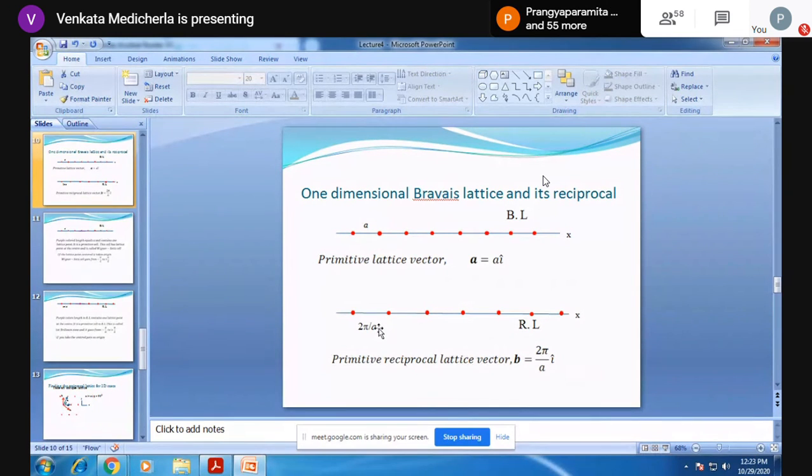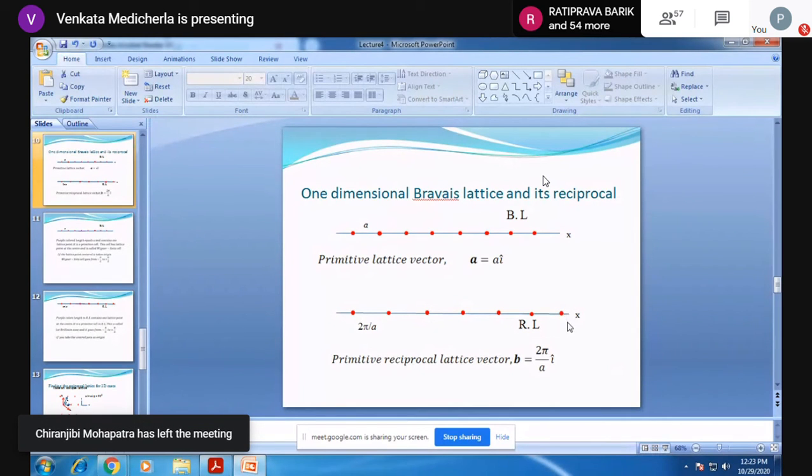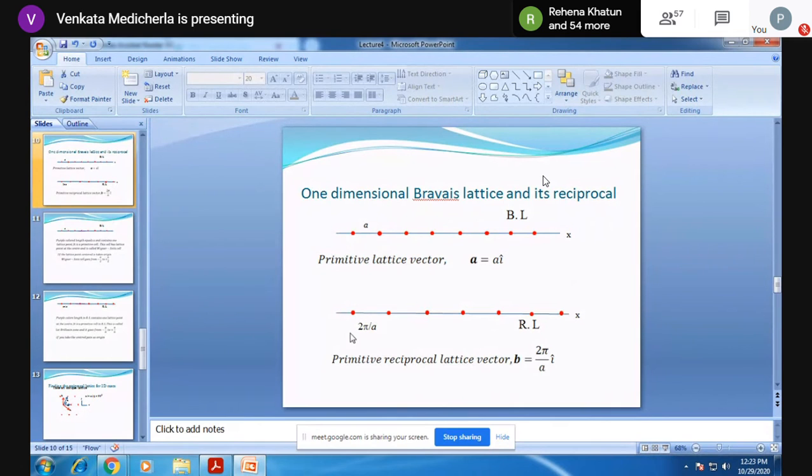If a is less, your reciprocal lattice length will increase. If a is very high, then you have less, because you are inverting it basically. It gets reciprocated. If a is more, you will have less here. If a is less, you will have more. Something like this it works. So you again have a one-dimensional lattice, and the reciprocal also. You generate a one-dimensional lattice and keep it along the same direction. The lattice parameter becomes 2 pi by a.